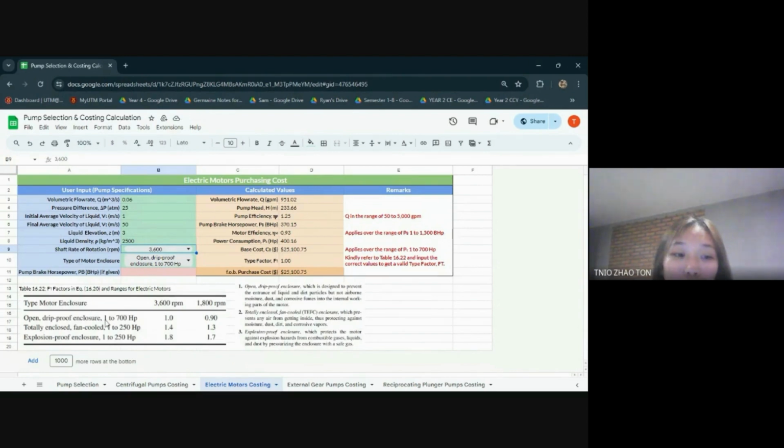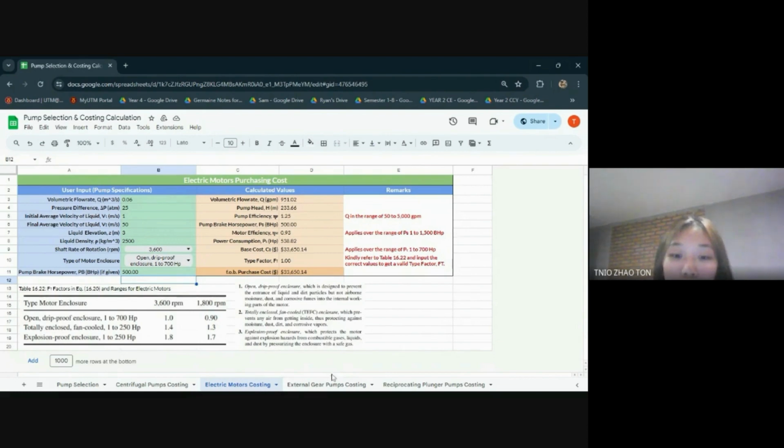So how to differentiate between the totally enclosed fan cool and also explosion-proof enclosure? We need to consider the definition beside the table. So apart from that, if the pump brake horsepower is given, let's say it is 500 bhp, we will get the FOB purchase cost as well.